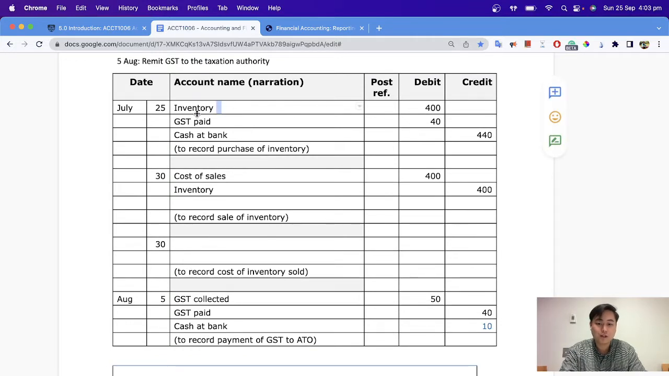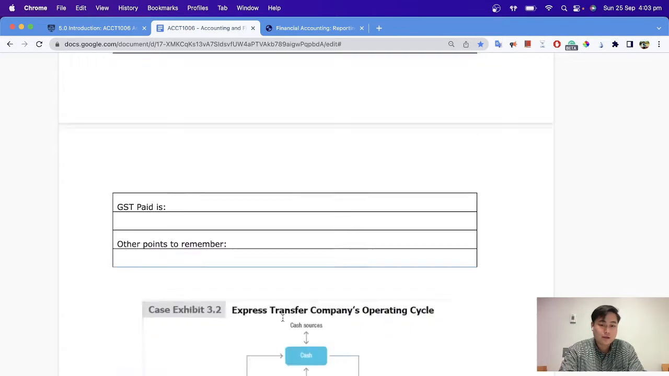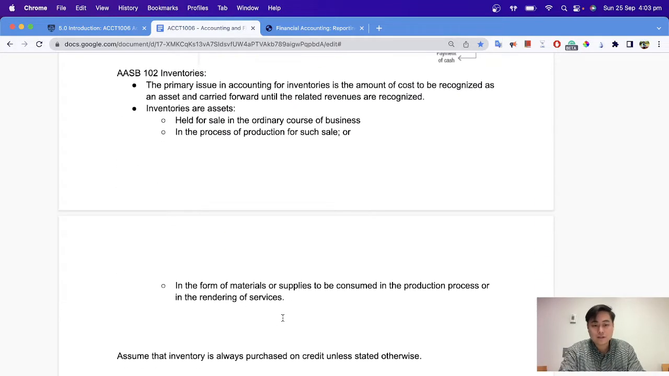So on 25th of July, you bought your inventory of 400, but there is GST paid of 40. So this is a cash at bank of 440. Cost of sales of 400, and then once again, under a perpetual inventory system, you have to do 2 entries. Okay, so there we go. So that's just something to keep in mind.